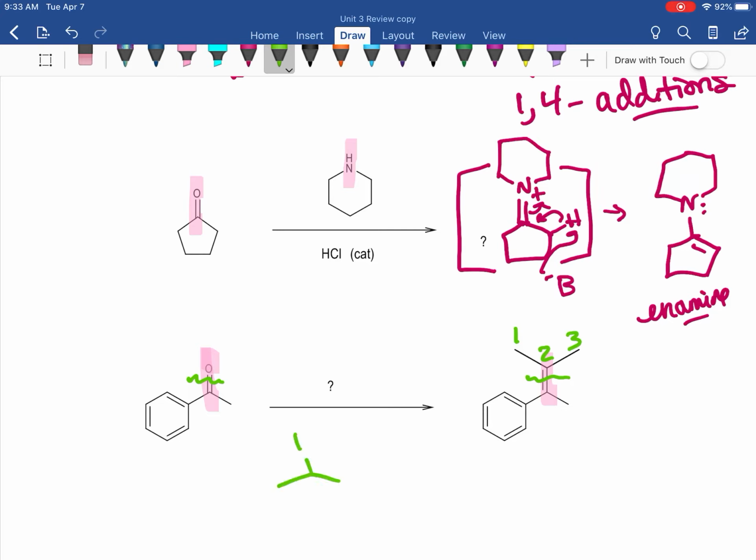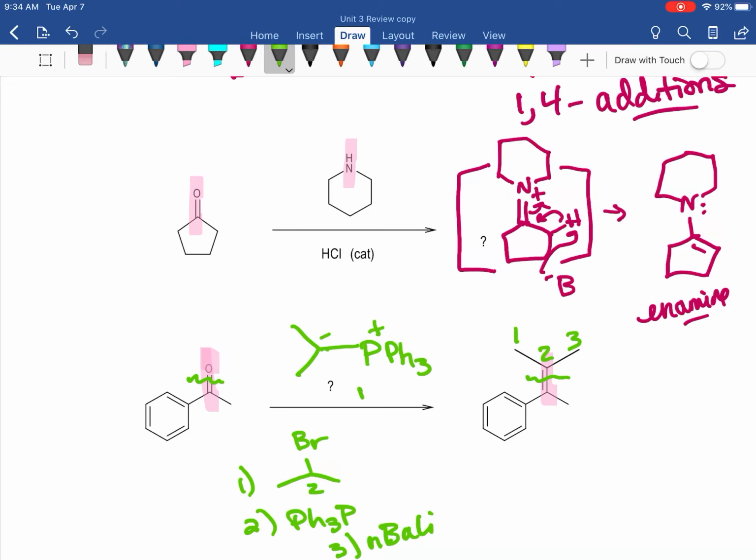So Wittig always starts with an alkyl halide. Why did I choose number 2? That's where we're forming our bond. And then you treat it with triphenylphosphine and then n-butyllithium. Remember, you have to make that ylide. You have to make the Wittig ylide that would end up looking like that. Okay. All right, wasn't that fun?